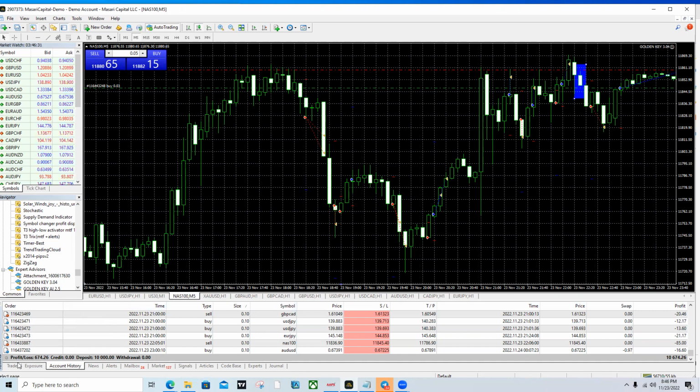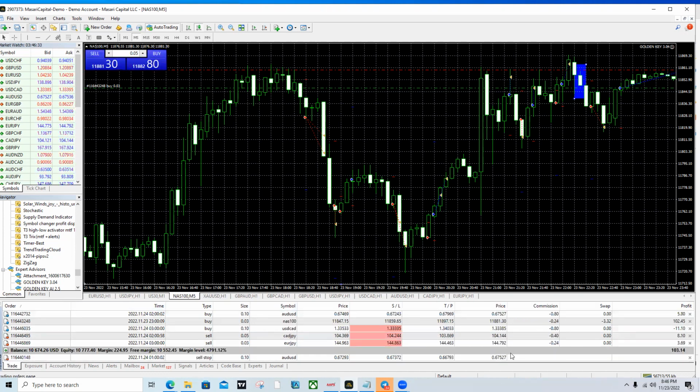And notice, like I said, this is just the test account, but we're currently up $700 within 24 hours, utilizing this Golden Key 3.0 EA. This is full automation, baby. This is the Golden Key.